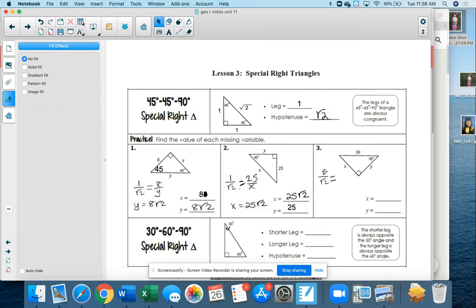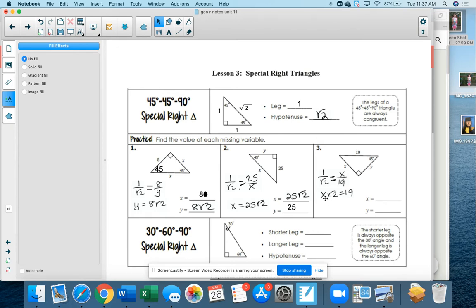So 1 is the leg, radical 2 is the hypotenuse. The leg is x, the hypotenuse is 19. I'm going to cross multiply. So 1 times 19 is 19. x times radical 2 is x radical 2. So I cross multiply.